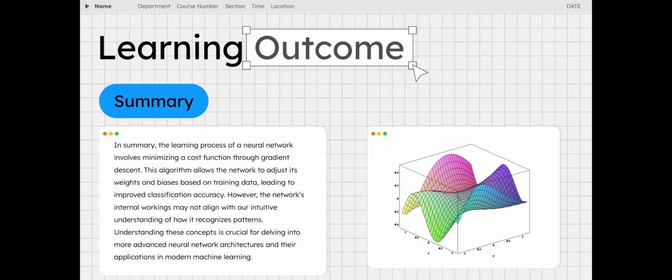Learning outcome. In summary, the learning process of a neural network involves minimizing the cost function through gradient descent. This algorithm allows the network to adjust the weights and biases based on training data, leading to improved classification accuracy. However, the network's internal workings may not align with our intuitive understanding of how it recognizes patterns. Understanding these concepts is crucial for delving into more advanced neural network architectures and their applications in modern machine learning.